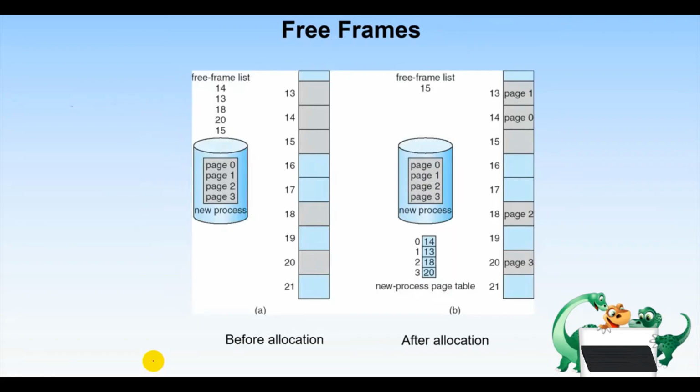All right, so free frames. Free frames, like what we applied earlier. For example, this is before the allocation, and we want to apply the following pages here, page 0, 1, 2, and 3, onto the physical memory. So we have to refer to the page table, of course.